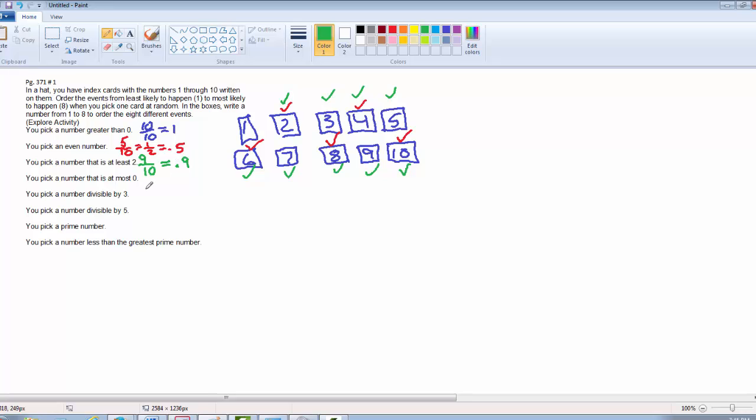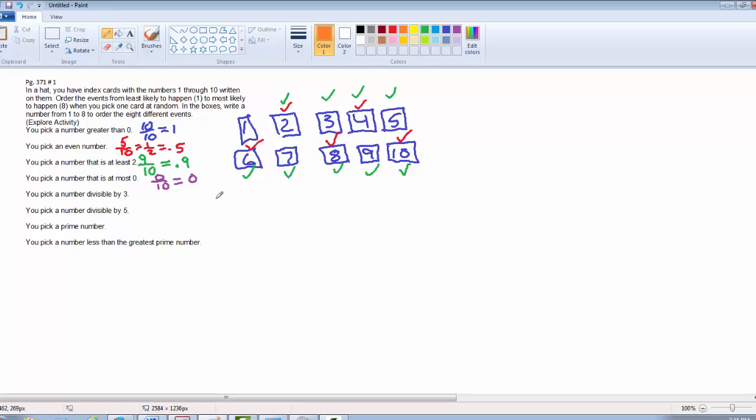Our next question is you pick a number that is at most 0. At most 0. So I'm going to make this one purple. At most 0 means it can be 0, it can be a negative number, but it can't be positive. If I take a look at our list right here, at most 0 is not going to include any of these numbers. None of these numbers would work because they're all greater than 0. So we're going to end up with 0 out of 10, which would get us just a plain 0.